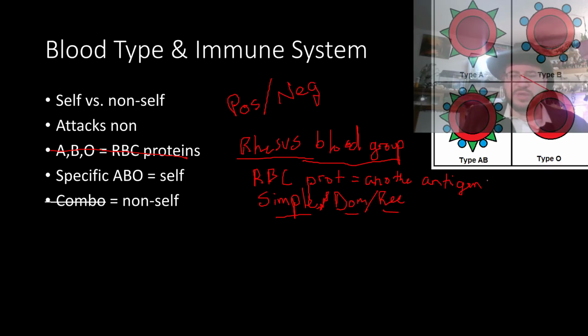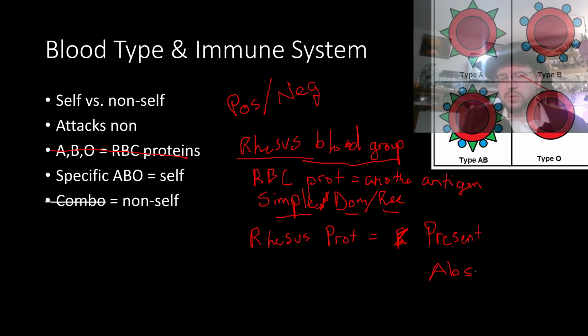The rhesus protein can either be present on the red blood cell, or it can be absent on the red blood cell. If it's present, we call this Rh positive, and if it's absent, we call it Rh negative.